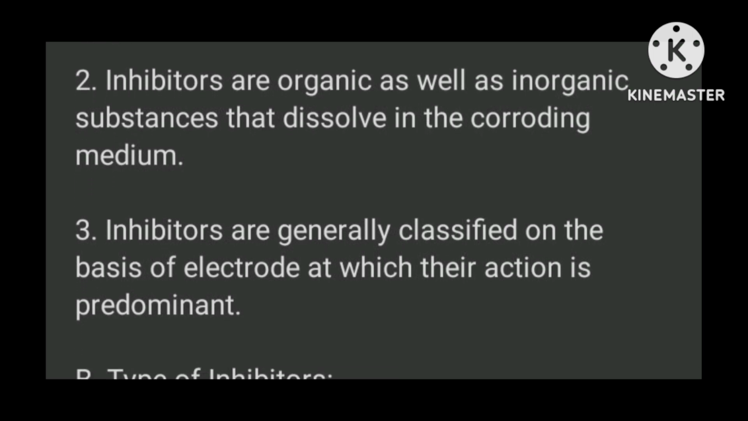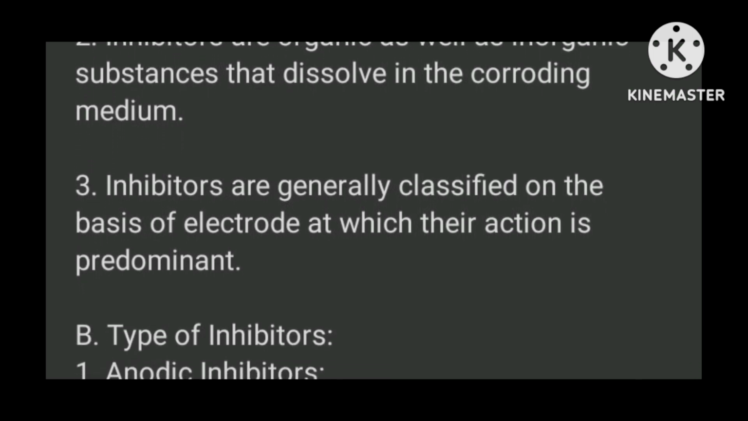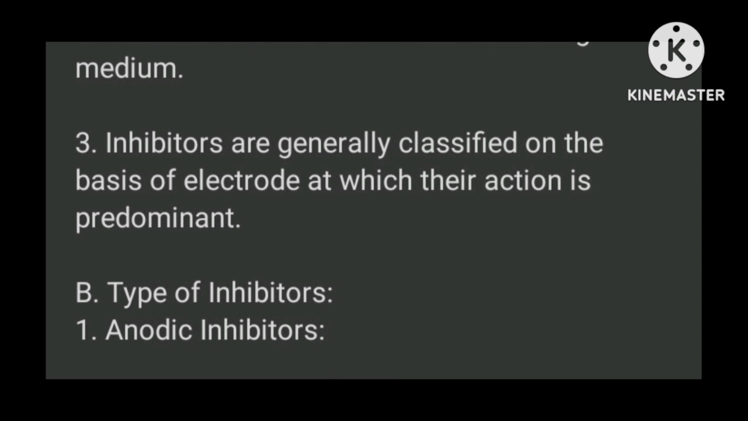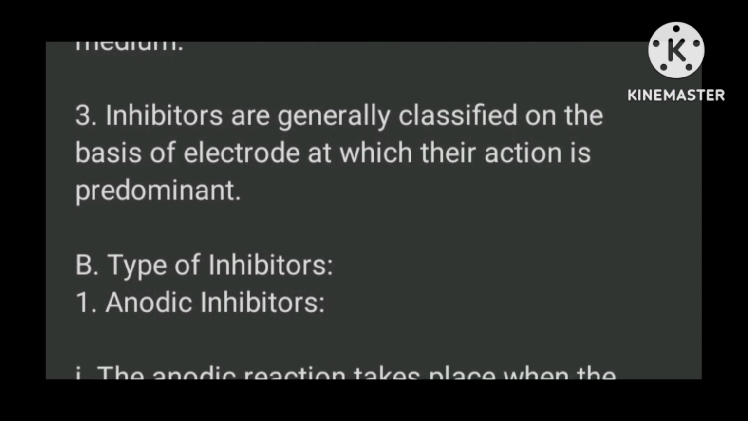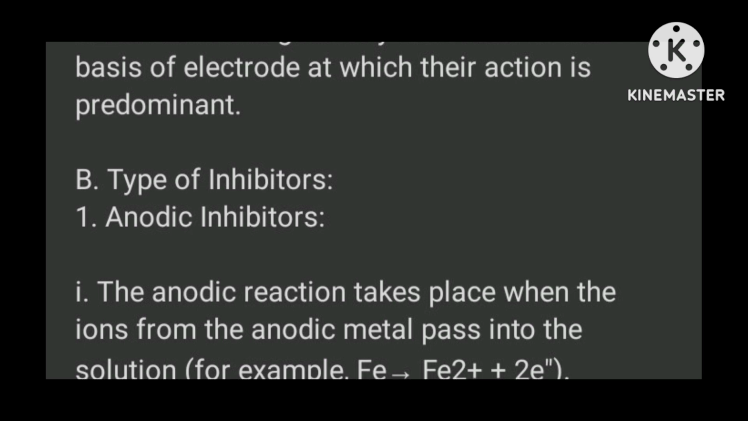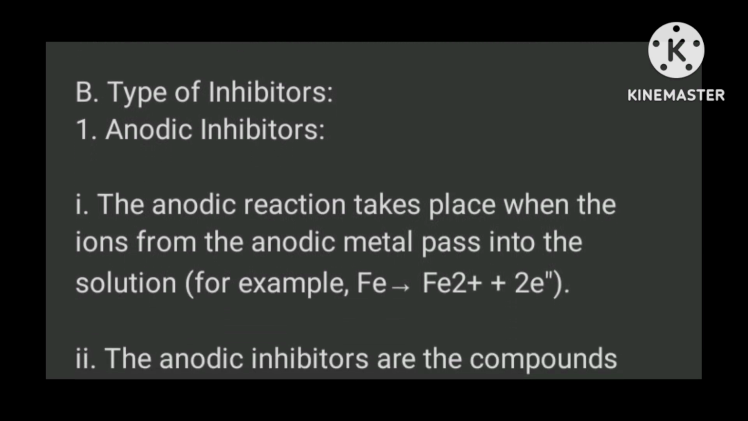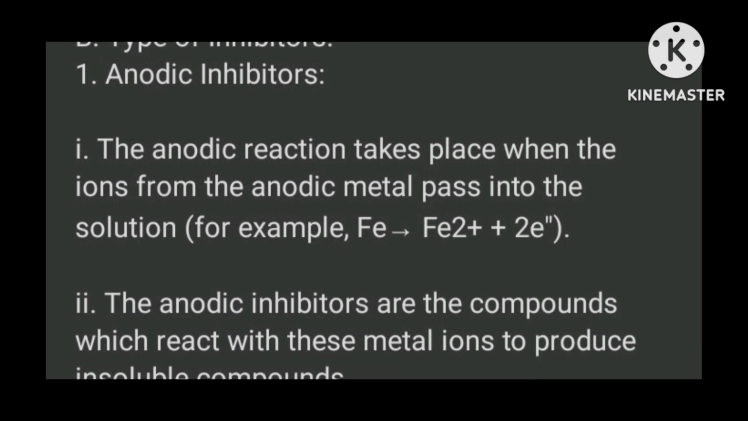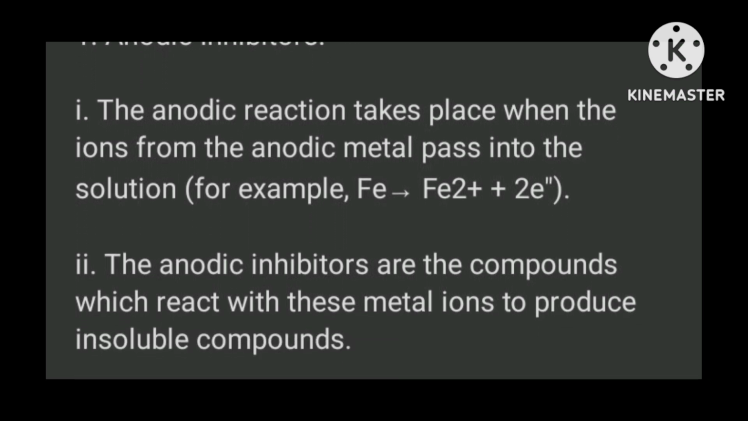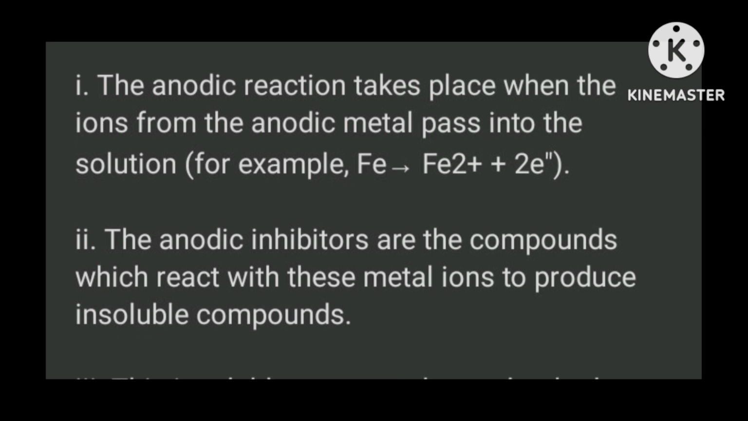Third, inhibitors are generally classified on the basis of the electrode at which their action is predominant. B. Type of inhibitors. First, anodic inhibitors. The anodic reaction takes place when the ions from the anodic metal pass into the solution, for example, Fe → Fe2+ + 2e-.